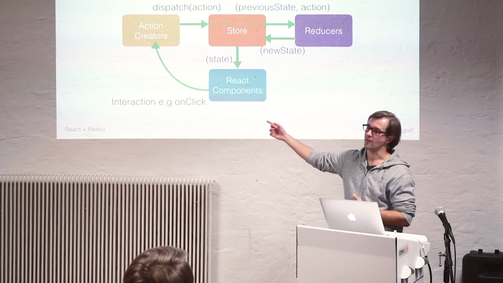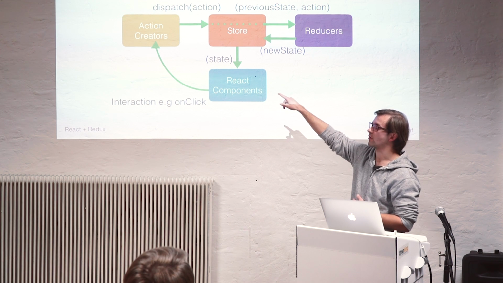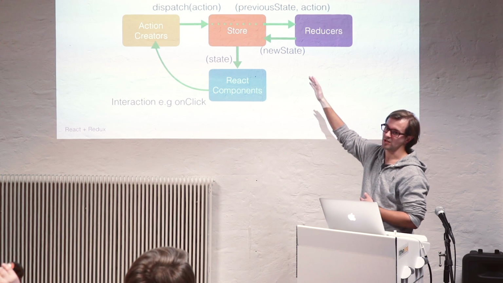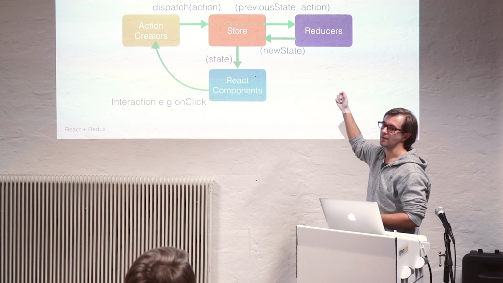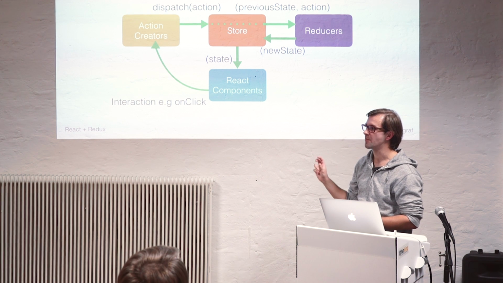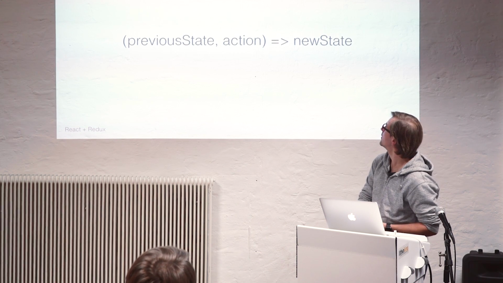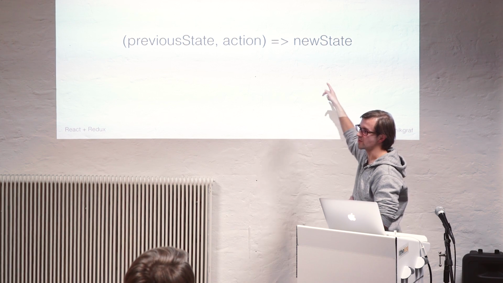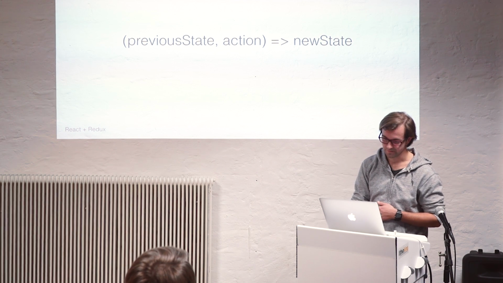As we have seen with interactions, we can catch these interactions, create our action creators, and then dispatch an action, which is piped through the store, and then you have the reducers. Reducers are the code that you write to actually manipulate the data, because the store doesn't know how to get from the previous state with an action to the new state. That has to happen somewhere, and that is the reducer code.